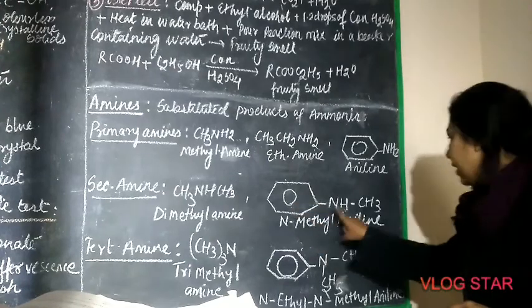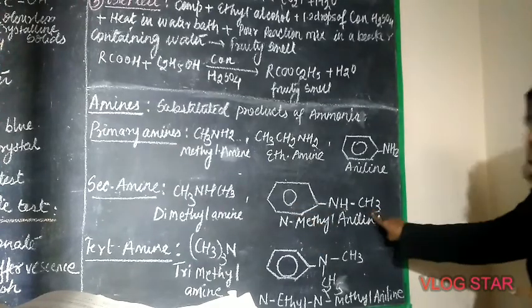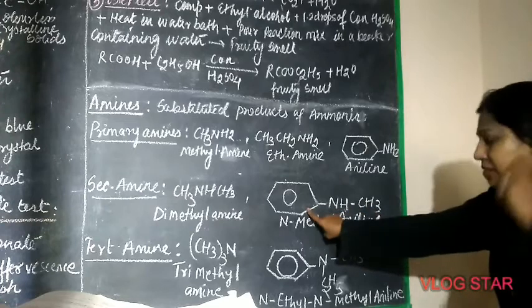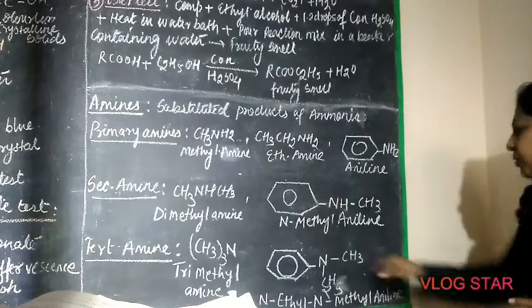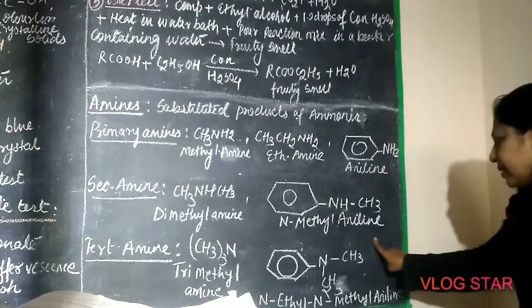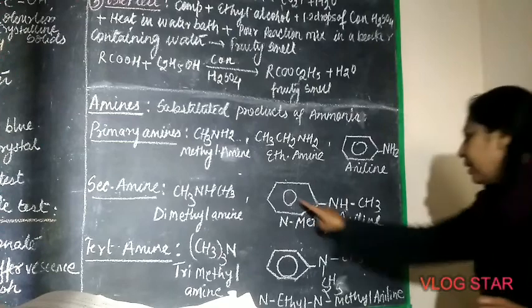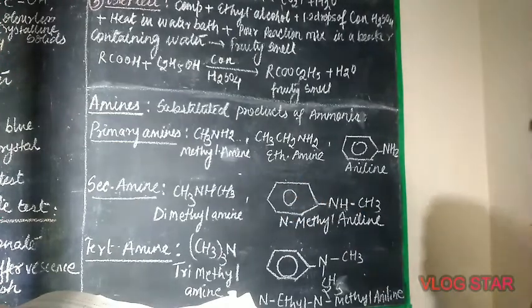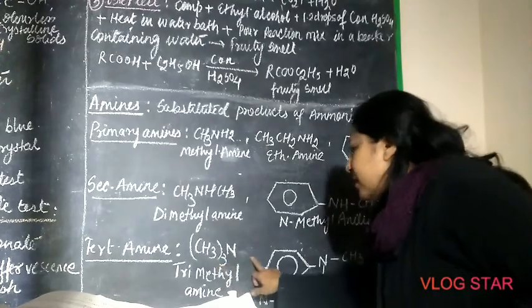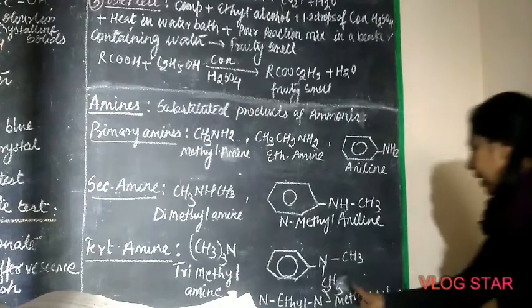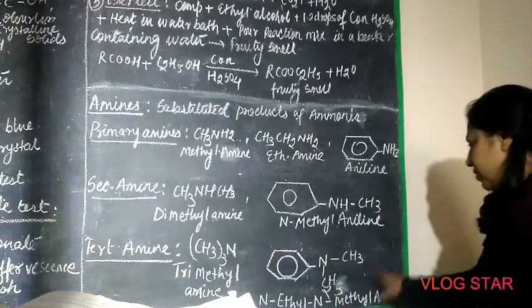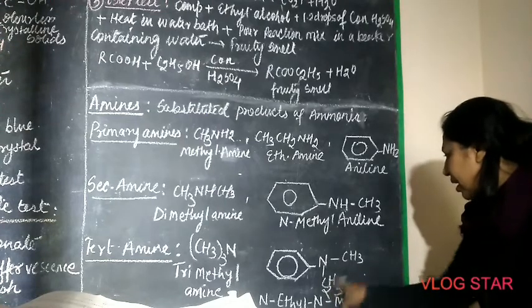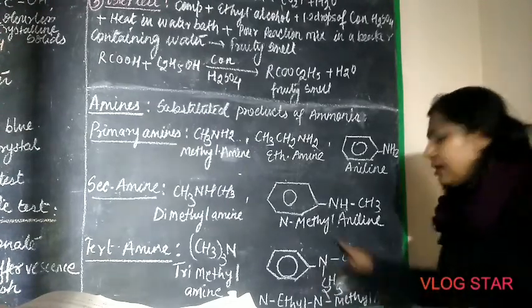The benzene ring NHCH3. Here the first substitution is with CH3 and the second substitution is with the aryl group. This is N-methyl aniline. Then tertiary amine, (CH3) whole thrice N, trimethylamine, and this is the benzene ring N with C2H5 and CH3. This is N-ethyl, N-methyl aniline.